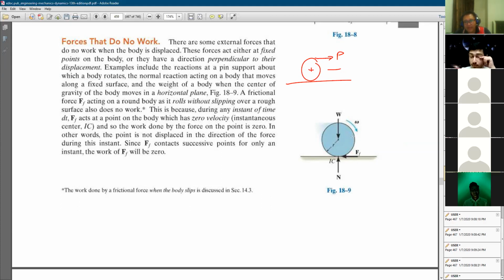But now, what I'm trying to highlight here is, when you have a wheel like this, the thing that you need to consider is the translation and the rotation of this particular system. Okay, the wheel will rotate, if the wheel is not slipping.